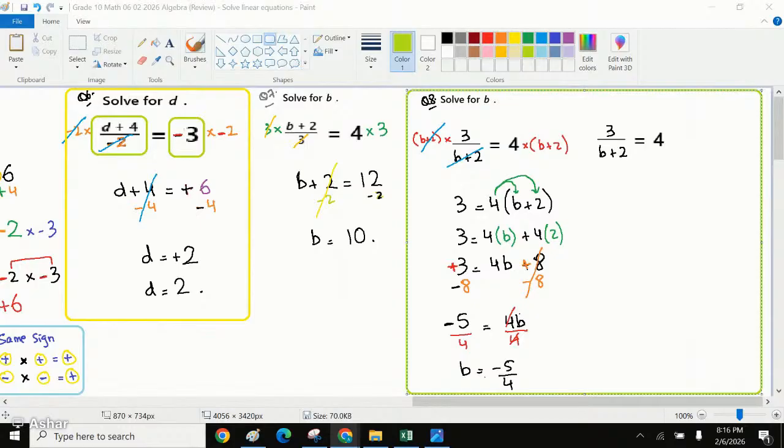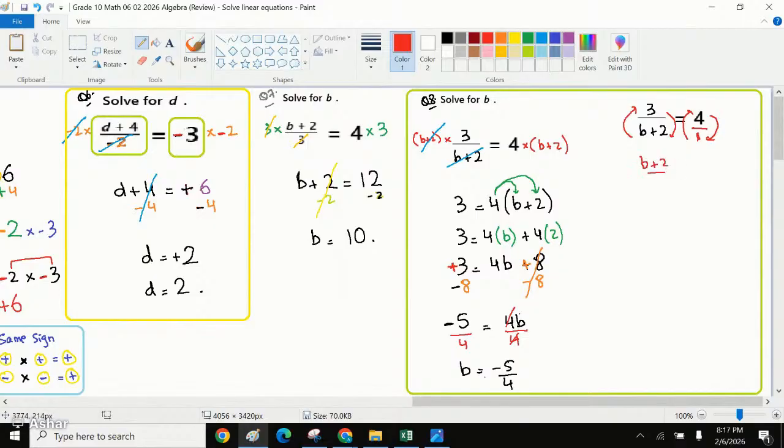Okay, moving ahead to the alternate. I said I'll give you an alternate way to do this. The alternate way means this is basically written as 3 upon b plus 2 divided by 4 upon 1. If we have single fractions on either side, we can flip the fractions. If we flip this fraction, we flip this fraction as well. So this becomes b plus 2 over 3 equals 1 over 4.